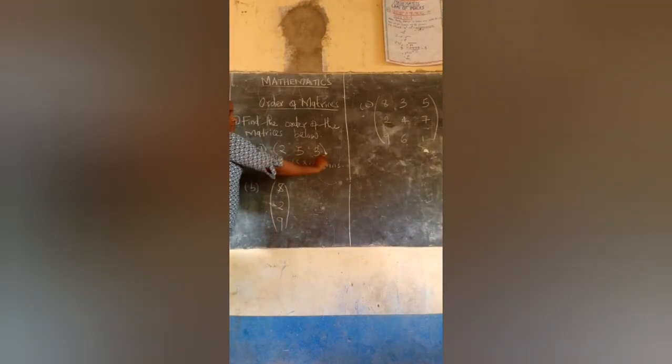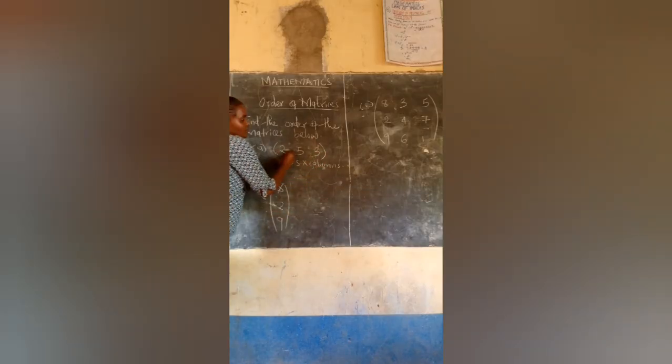Then let us look at how many rows this matrix has. As you can see, rows are the numbers in horizontal order, then we have columns. We only have one row, and then we have 1, 2, 3 columns. So we'll have 1 by 3, and that is the order of that matrix.